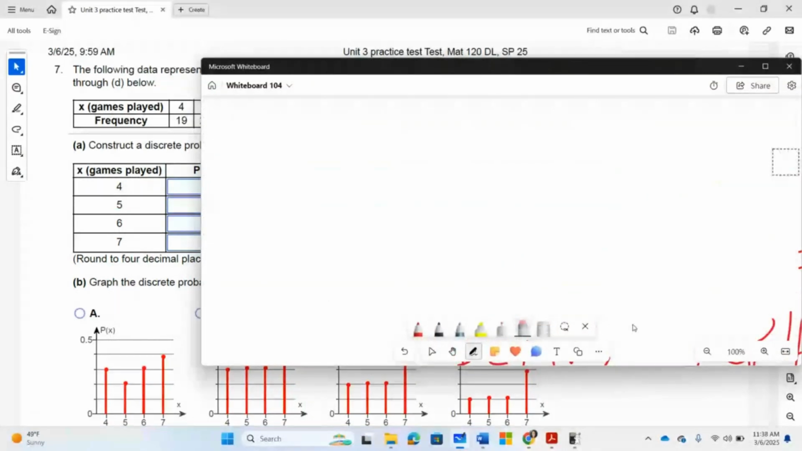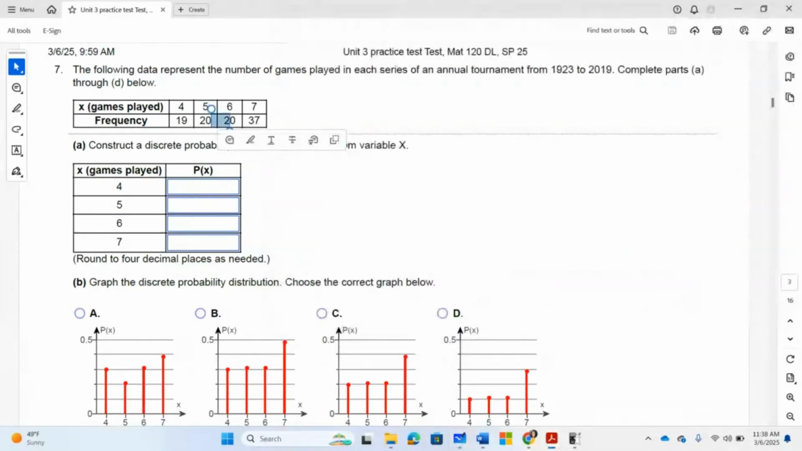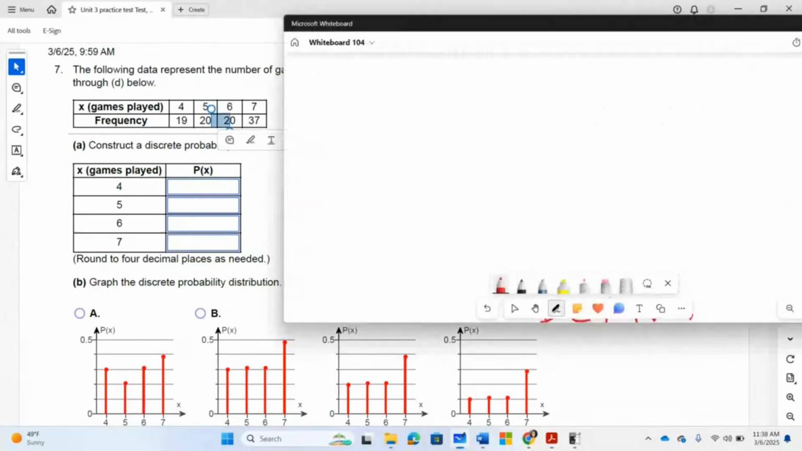So that's actually what this question means. The question is asking you to convert the frequency distribution to probability distribution. Remember, we did it in Unit 1, but that time we called it the relative frequency distribution. But relative frequency is the same as probability. So I am going to convert this table to a probability distribution.